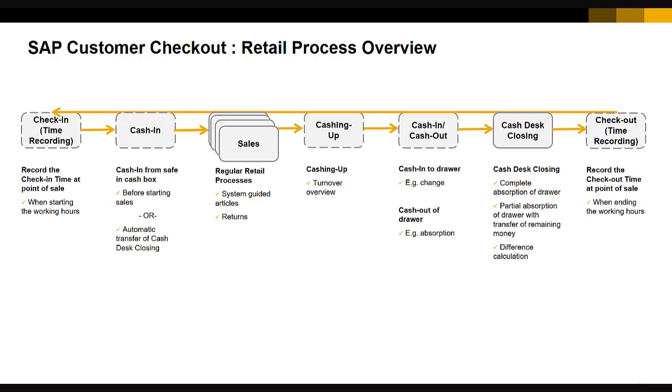When he is done with his day, he will start the day end closing process. In this, he will count the money. Maybe he finds some difference or maybe everything is matching for him. He does the day end closing and then he will do time recording so that he can check out to say that he has finished his shift. Now this process, we will see it in Customer Checkout in the retail mode of the user interface.